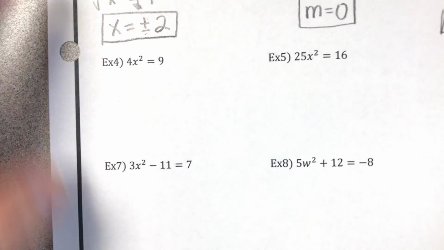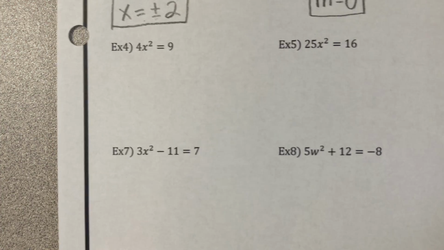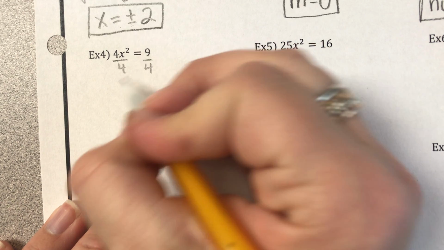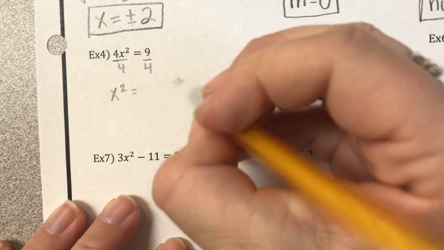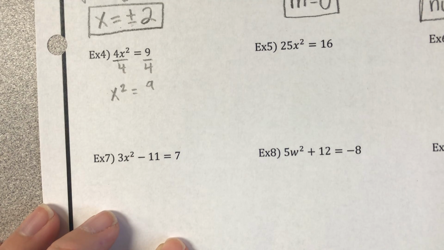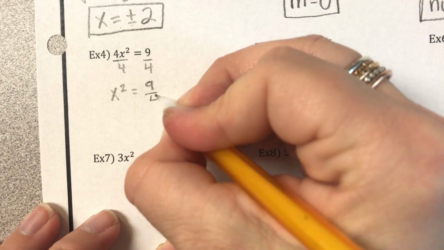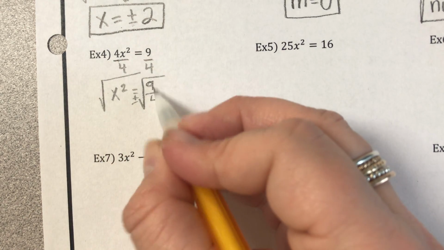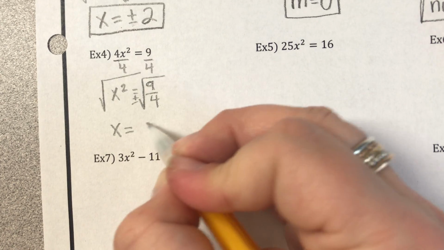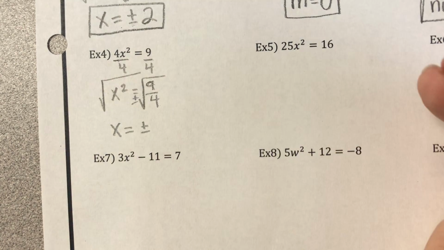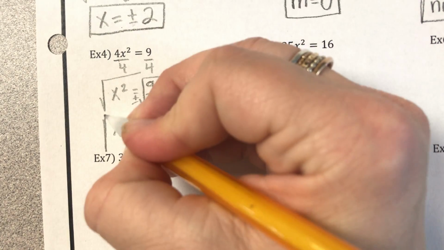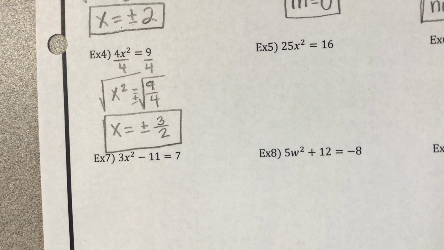Okay, let's look at number 4. On number 4, we're going to divide both sides by 4. So I have x squared equals 9 over 4. My pencil just broke. And so I'm going to take the square root of both sides, the positive and negative root, and I get x equals plus or minus the square root of 9 is 3, the square root of 4 is 2. So plus or minus 3 over 2.